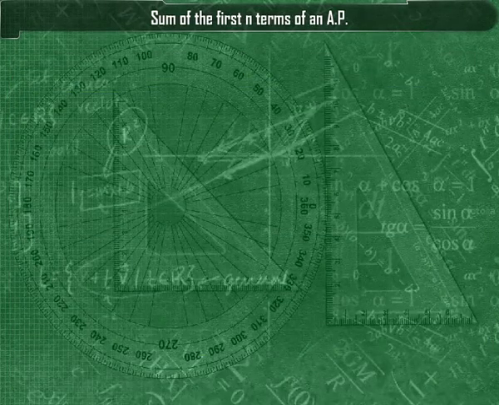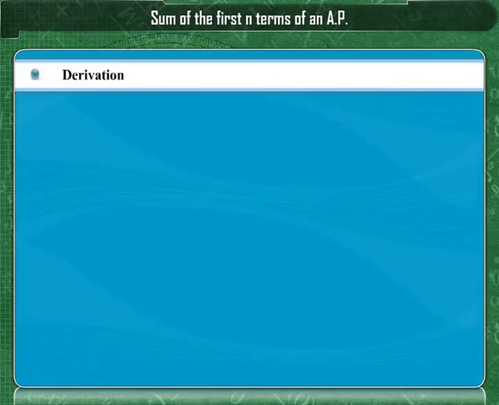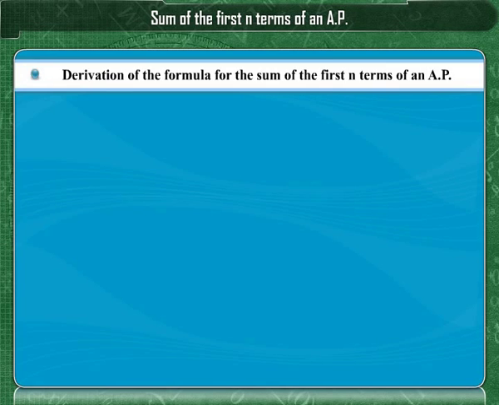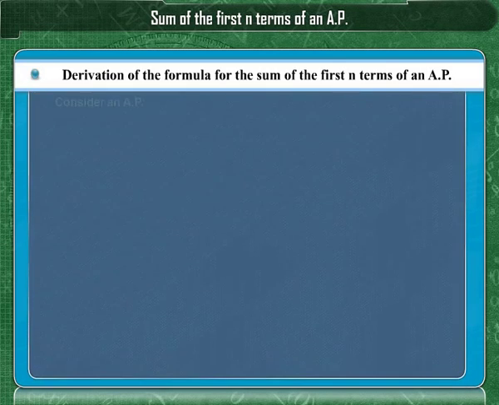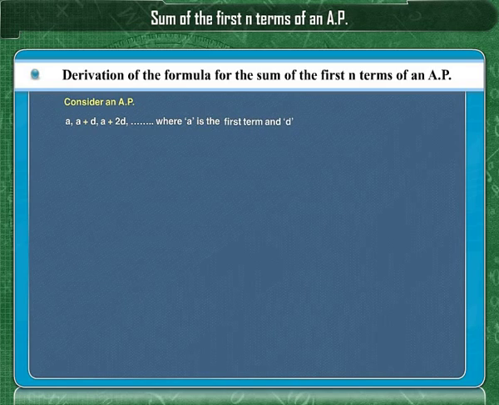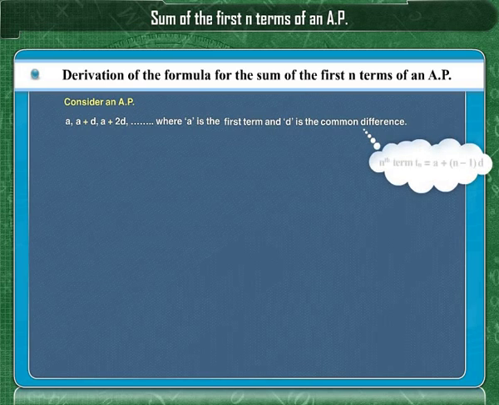By using Gauss's technique, we will now derive the formula to find the sum of the first n terms of an AP. Consider an AP A plus D, A plus 2D and so on, where A is the first term and D is a common difference. We know that the nth term Tn is A plus n minus 1 into D. What is the sum of the first n terms of the given AP?